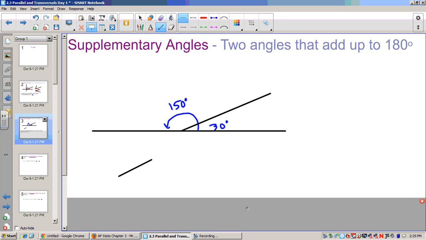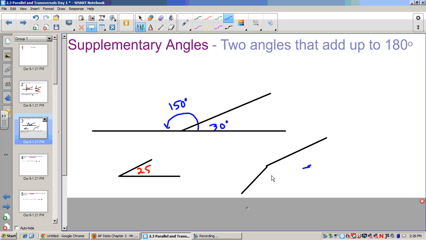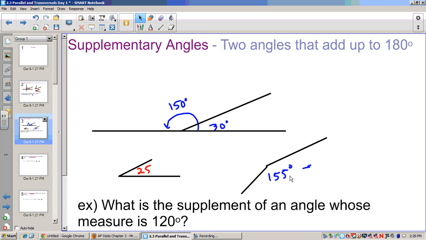Again, supplementary angles do not always have to be next to each other. We could say this is 25, and then we could have another angle over here that would look like that. We could say this is 155, and these two are supplementary angles because they add up to 180. So they don't have to be touching to be supplementary.